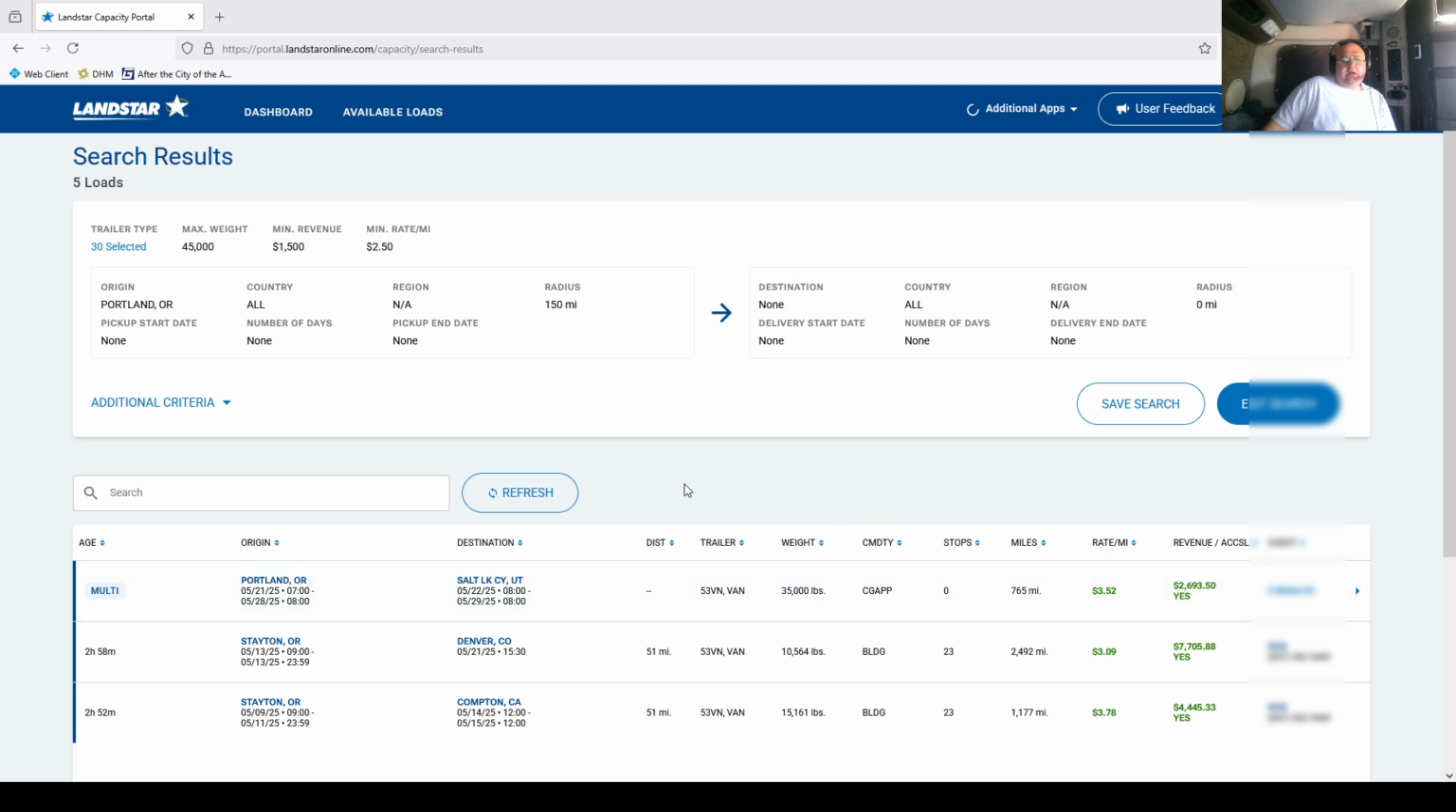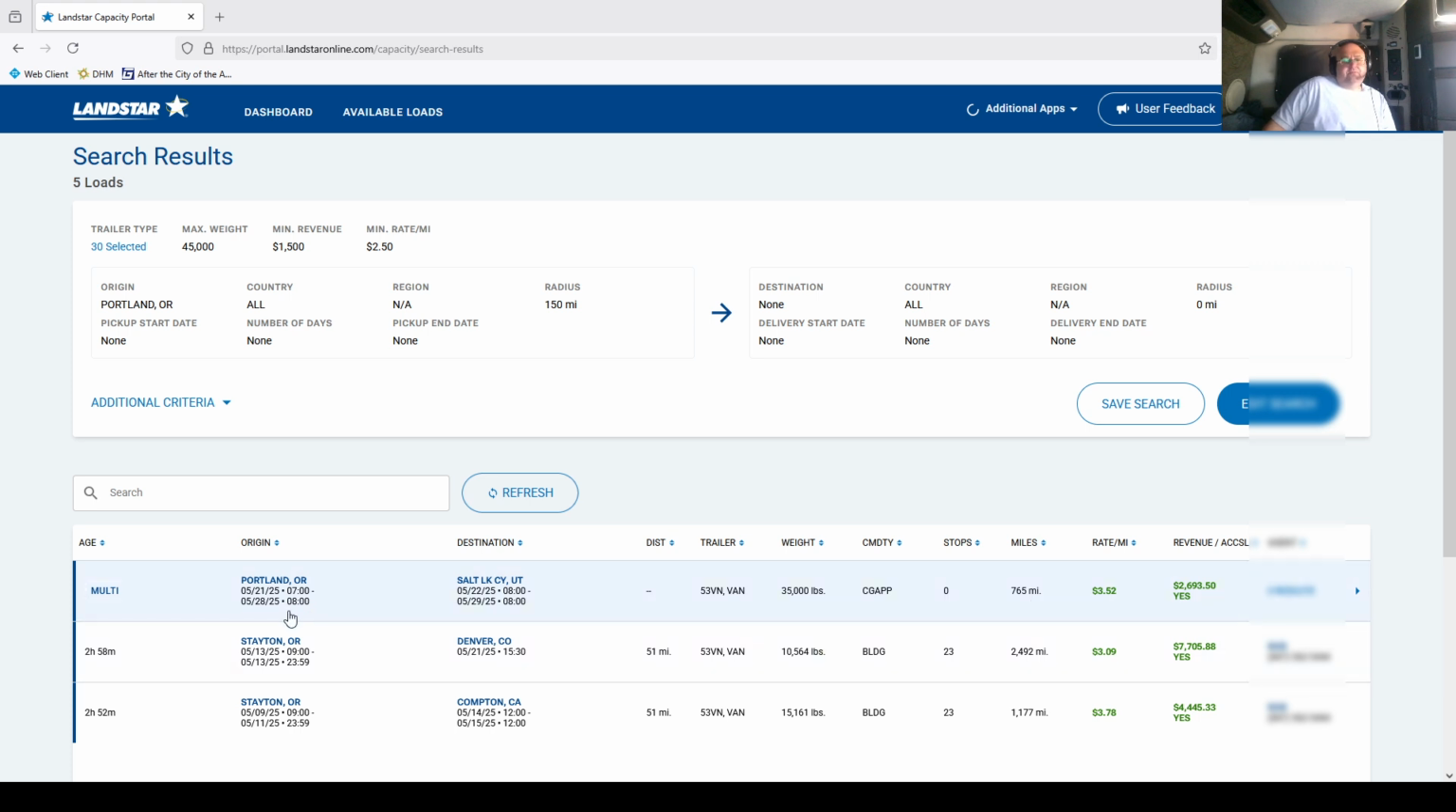The Saya account is team loads that they're trying to move as solo to save money. And it's nearly impossible to make their appointment time. 765 miles, and I guarantee you it's more miles than that. It's probably closer to 800 miles.